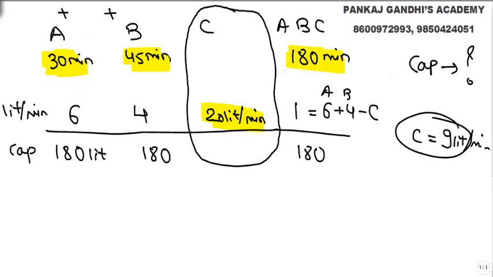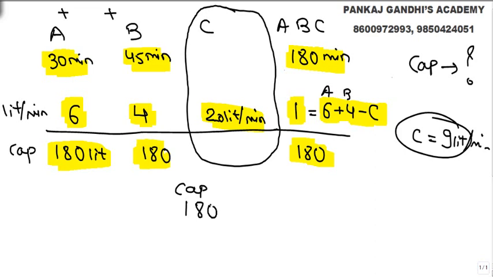And we simply assume the capacity, the LCM of 30, 45 and 180. If the tank is 180, 30 minutes, 180, per minute 6; 45 minutes, 180, per minute 4; and all three together 180 minutes, 180, per minute 1. A gets 6, B fills 4, so minus C is 1. So if capacity is 180, leakage or C per minute is 9.